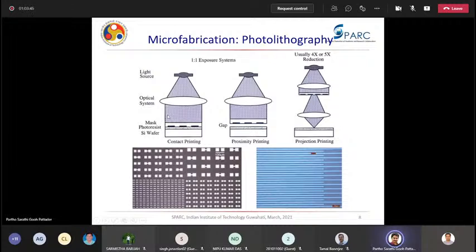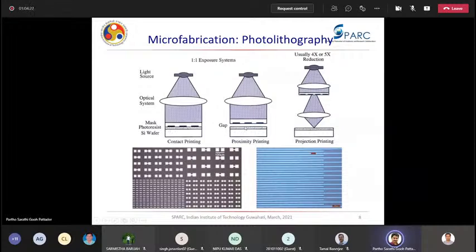Why is it contact printing? Because this mask is lying on top of the photoresist. Now, when it is exposed through this, depending on what type of photoresist, it can either take out that material, or it can cross-link that material. The benefit of contact printing is that you are getting very sharp edges.